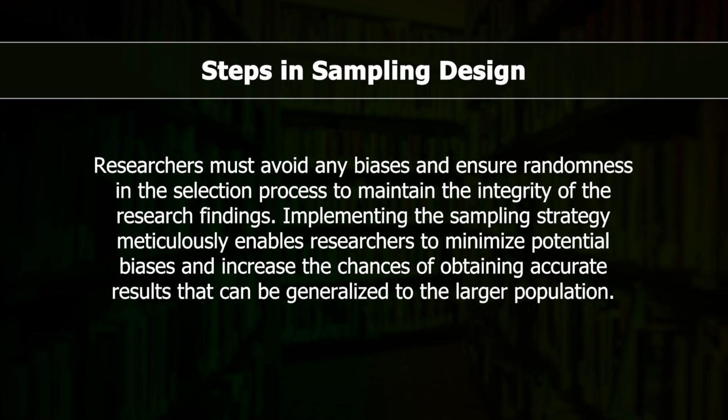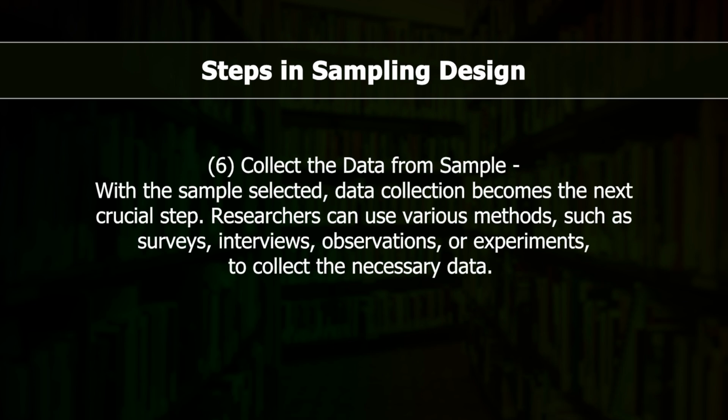Researchers must avoid any sort of bias and ensure randomness in the selection process so as to maintain the integrity of research findings. Implementing the sampling strategy meticulously enables the researchers to minimize potential bias and increase the chance of obtaining accurate results that can be generalized to larger population. Sixth step, collect the data from sample.